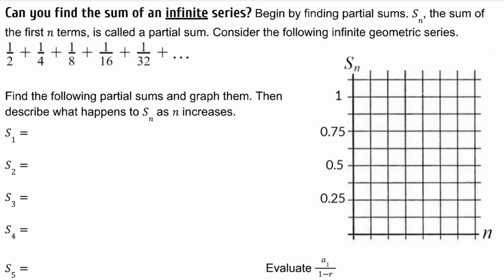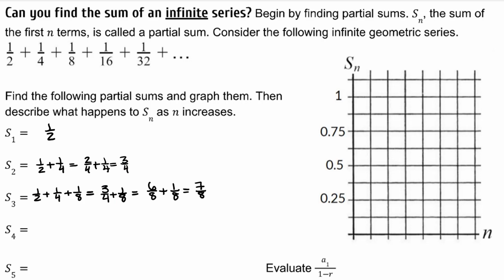Consider the following infinite geometric series. Find the following partial sums and graph them. Then describe what happens to S sub n as n increases. S sub 1 would be the sum of the first term, so 1/2. S sub 2 would be the sum of the first two terms, 1/2 plus 1/4. S sub 3 is the sum of the first three terms. And it continues on.